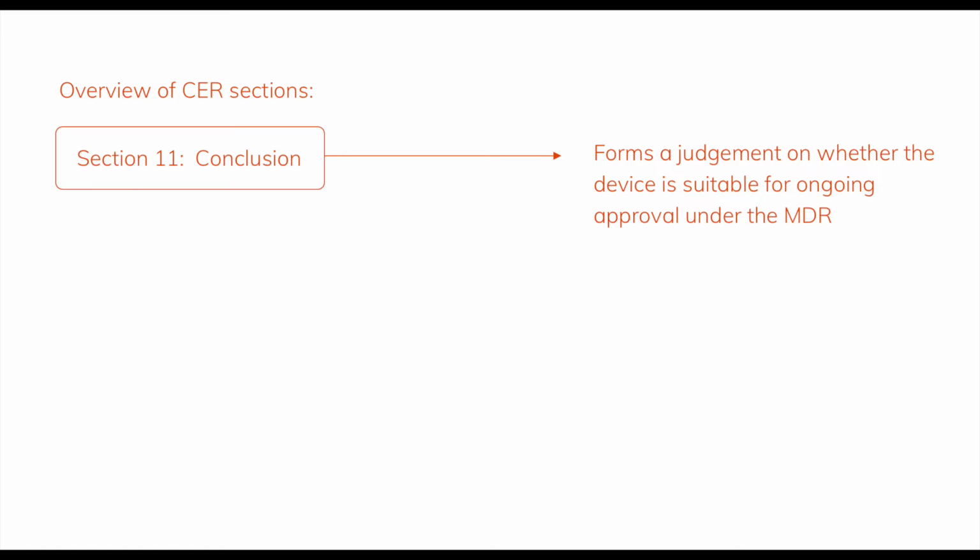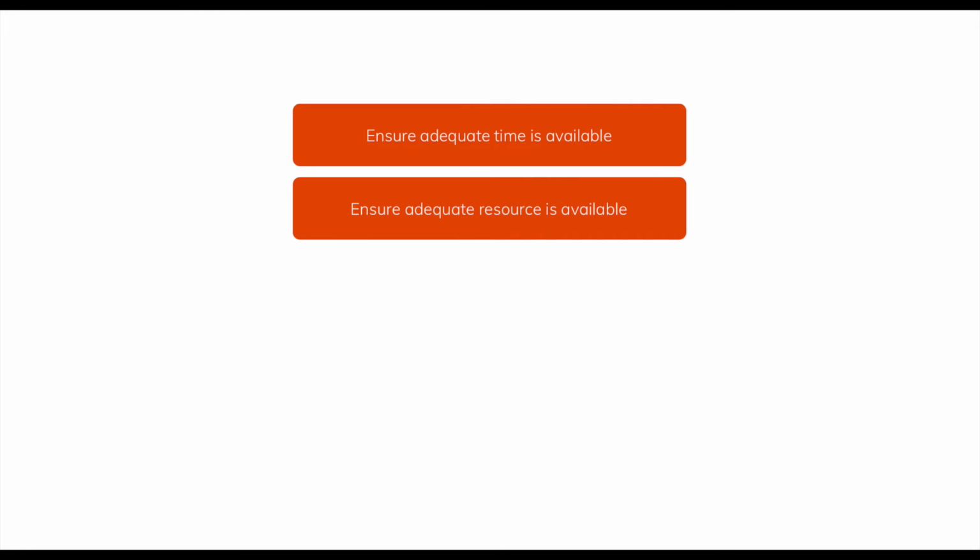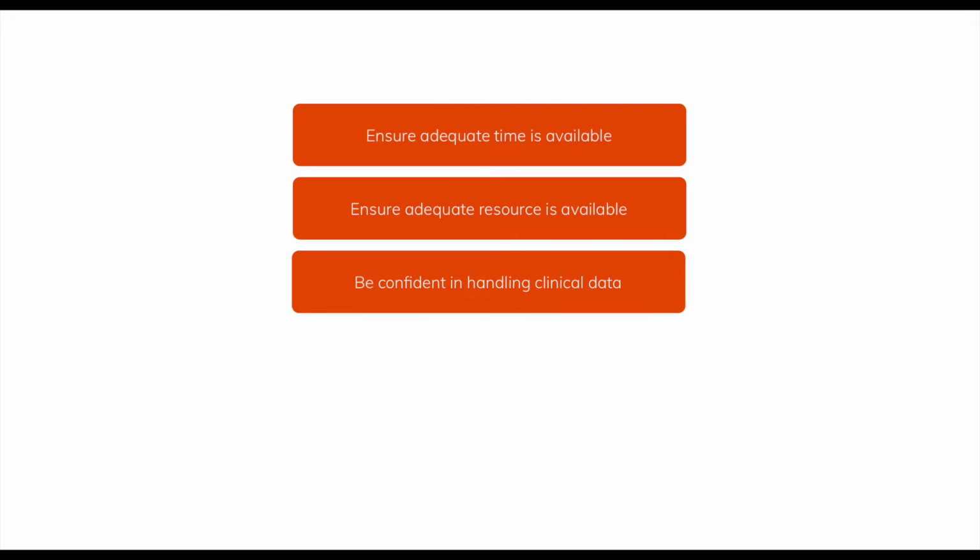Realistically, a clinical evaluation report will take between 3 and 4 months to prepare if done properly and with the required level of thoroughness. So certainly ensure that there's adequate time available. And the other thing you'll need is adequate resource, especially in terms of personnel. A central requirement for writing clinical evaluation reports is confidence in handling clinical data, specifically in the identification, appraisal and analysis of clinical evidence. So as part of the team writing the report, you will need access to somebody who is comfortable working with the medical literature.